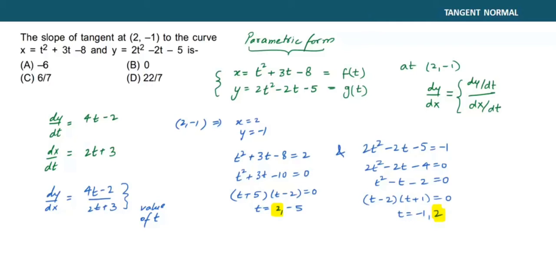So that means our dy by dx at 2 comma minus 1 will be found by replacing the value of t in this particular component. Clear? So you just have to replace t equal to 2 here to get your answer. If you replace t equal to 2 here, what will you get? 8 minus 2, 6, right? So this will be 6, and this will become 7. So 6 by 7 is the answer that we are looking for. I hope this question is now clear to you. C is the answer.